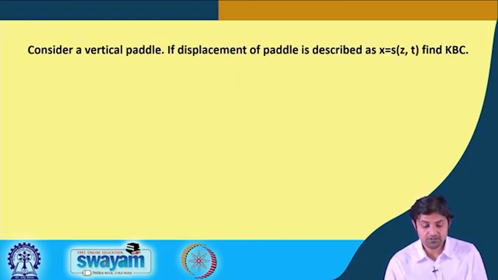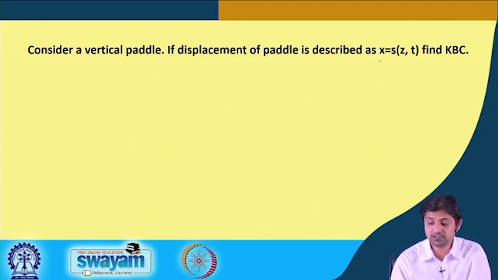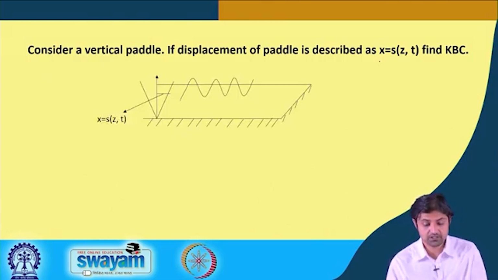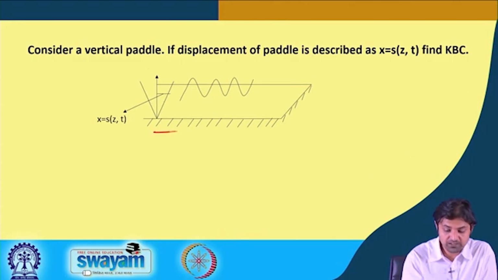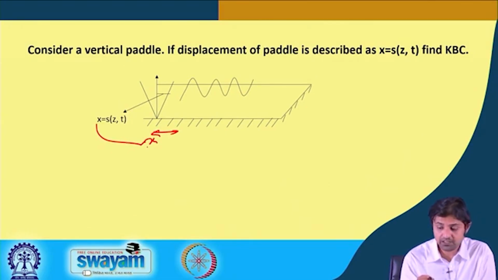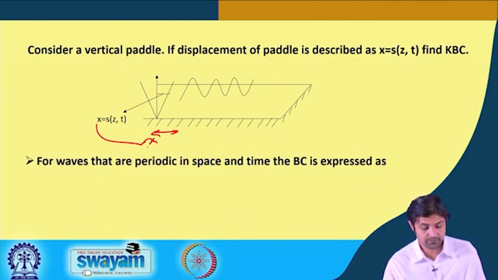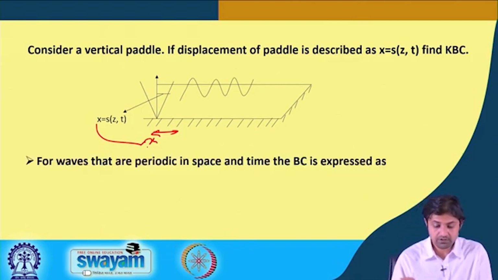So, consider a vertical paddle. If the displacement of the paddle is described as x is a function of z, comma t, the question is to find the kinematic boundary condition. So, this is x as a function of z, comma t. Okay, this is the paddle. The movement is in the x direction of the paddle, right. Therefore, we say x is equal to a function s of z, comma t, all right.